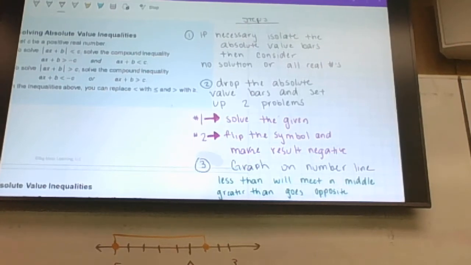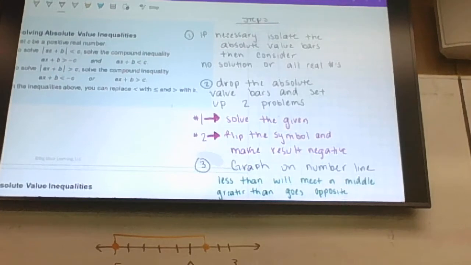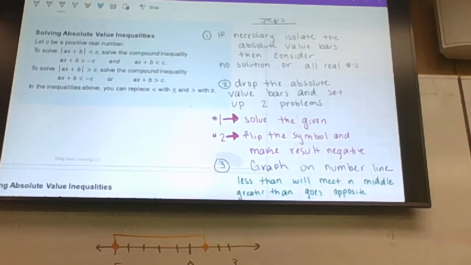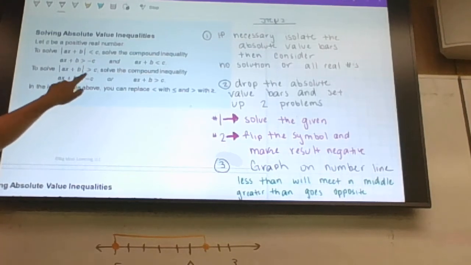All right, so this is how the book explains that, and the book does have lots of examples and breaks down steps in their own way, so please read the book. When the symbol is less than, it's going to look a little different than when the symbol is greater than.